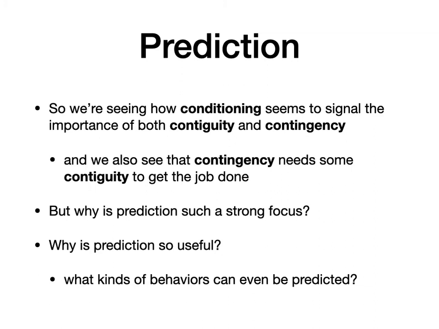We're seeing how conditioning seems to signal the importance of both of these laws of association, right? And we can see that contingency needs some contiguity to get the job done. But why is prediction such a strong focus? Why is it useful? What kinds of behaviors can even be predicted using this?